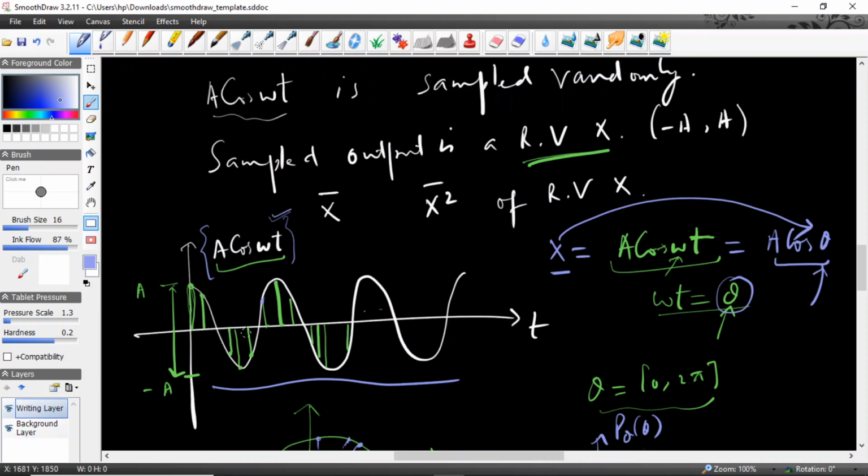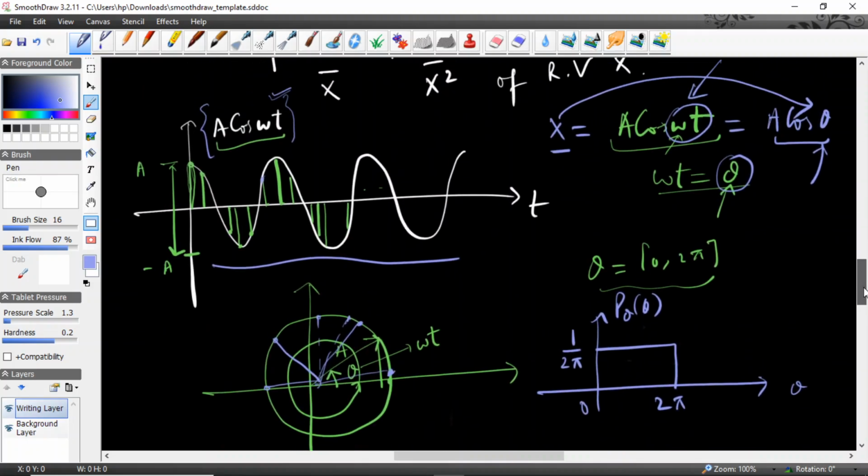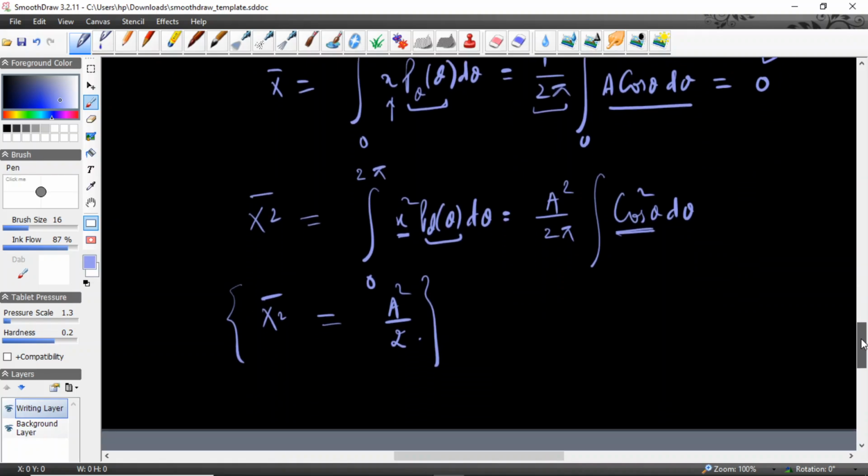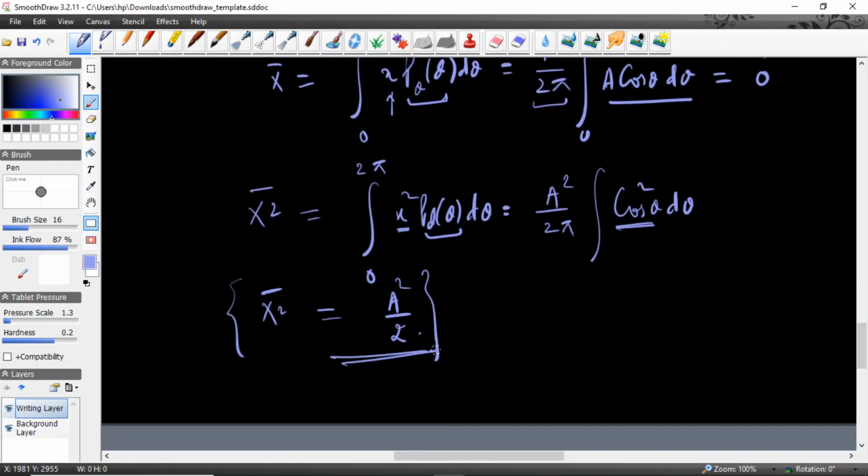So you have taken a cos omega t, which is a sinusoidal generator output. It is sampled randomly to generate a random variable x. X is equal to a cos omega t, where t can take any random value. And this omega t is represented as theta, which can take a value between 0 and 2 pi, and it will have a uniform PDF. Then definitely x will be a function of theta. So theta is a random variable, x is a function of another random variable, and that is how you find the mean and the variance of this random variable.